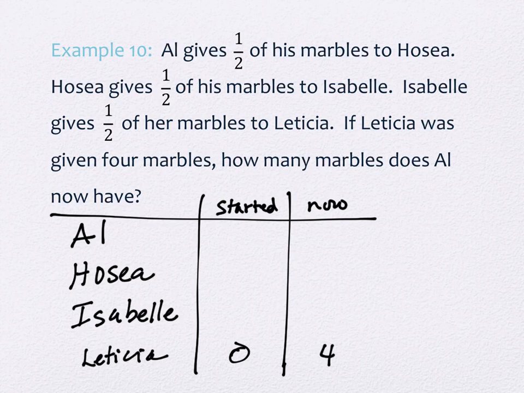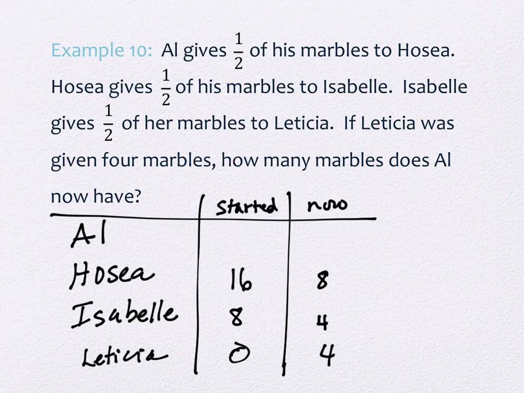So Isabel gave half her marbles away to Letitia. So how many does she still have now? She has 4, right? She gave away half. So she kept half, she gave away half. She has 4. But how many did she start with? She started with 8. But where did Isabel get her marbles? She got them from Jose. So how many marbles does Jose have now? 8, because he gave half of them away, right? So Jose has 8 now, but he started with 16.